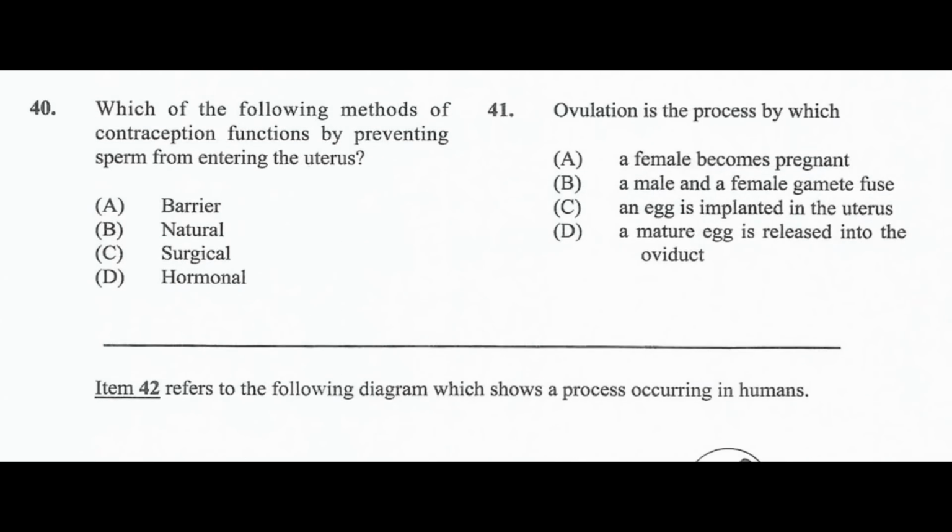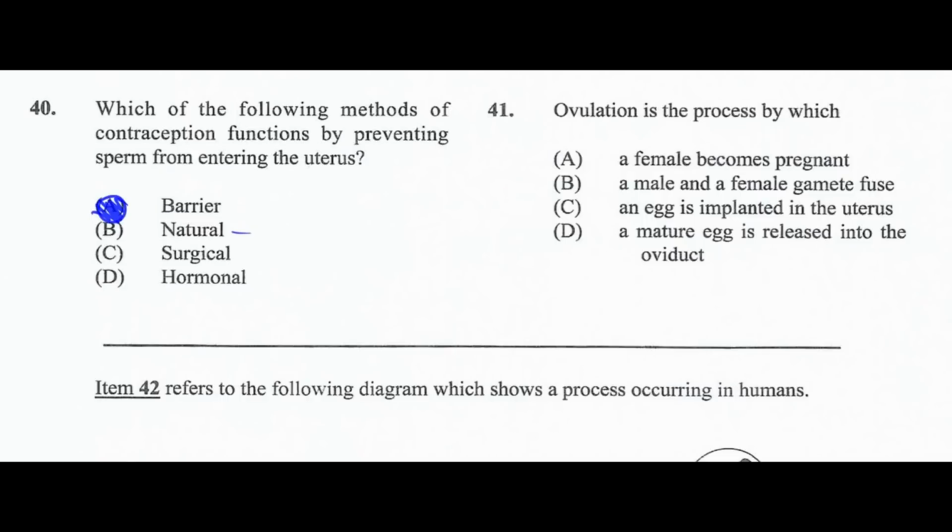40. Which of the following methods of contraception functions by preventing sperm from entering the uterus? Well, look at me. It has to be a barrier, right? Natural would be like the withdrawal method. Surgical would be like having your tubes tied, which we call tubal ligation, or a vasectomy for the males. Hormonal would be like taking different birth control pills, right? Or even using a hormonal IUD.